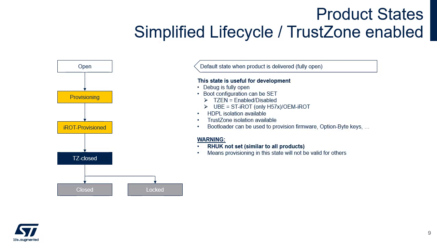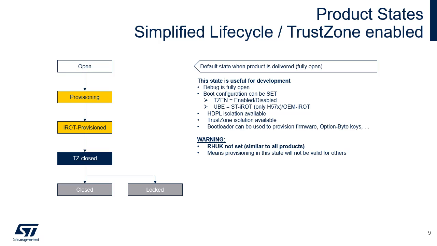This slide details the features of the open state. It allows to develop the product as it allows the debug of the code in both secure and non-secure states. Both addresses must target a secure area when trust zone is enabled. Using boot pin and unique boot entry or UBE allows to launch user flash code through STIROT. In this open state, HDPL (hide protect level) and trust zone isolations are available. They enable to protect data according to current HDPL and secure states.